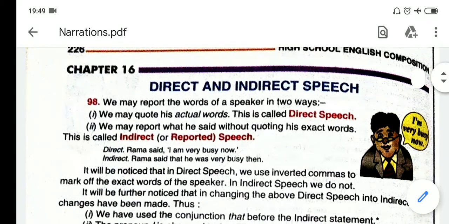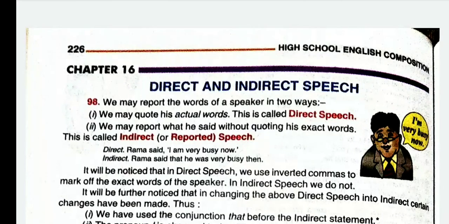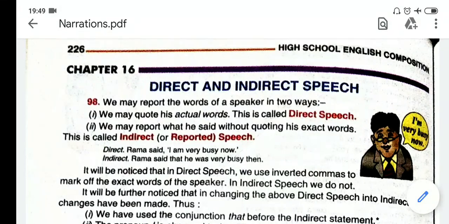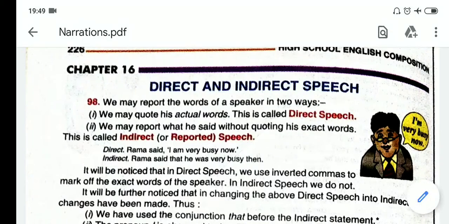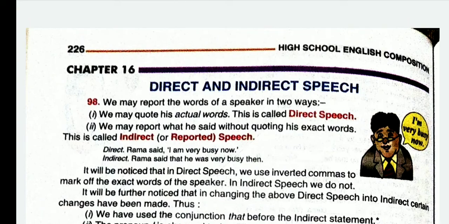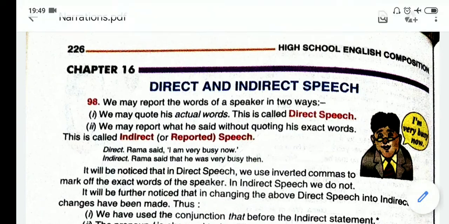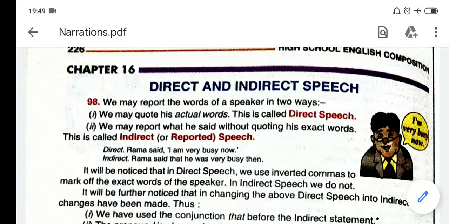First of all, see what is a direct speech. When we quote the actual words, this is called direct speech. We may report the words of a speaker in two ways. One is we may quote his actual words, what he is saying, we quote exactly what he is saying.